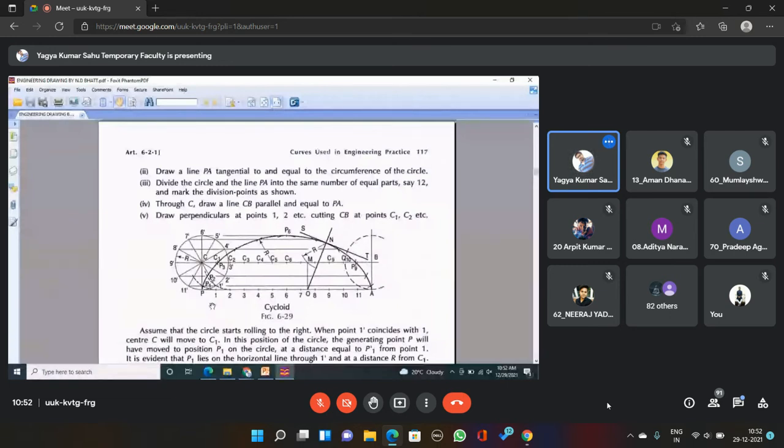So we are dividing this circle into a number of equal divisions. Why? Why are we dividing this circle into a number of equal divisions? So that we can easily find the points on the circumference of that curve, by drawing and changing the position of the circle.